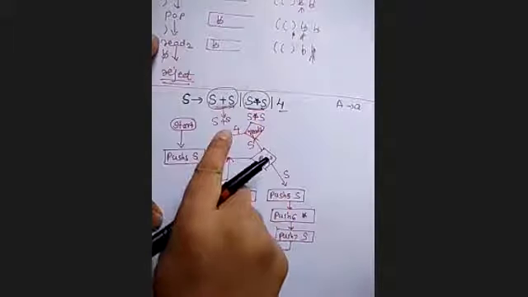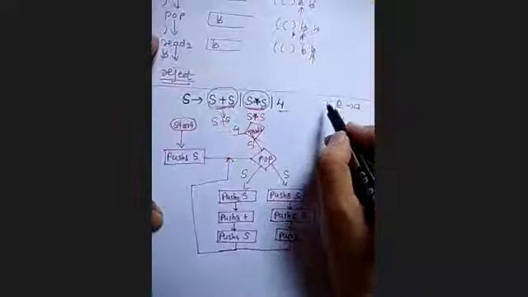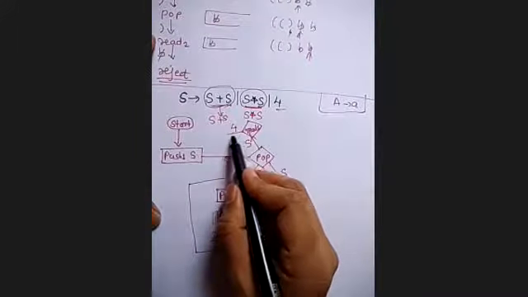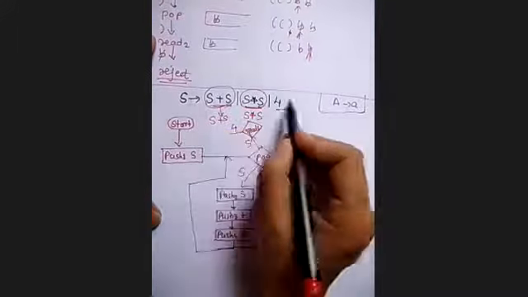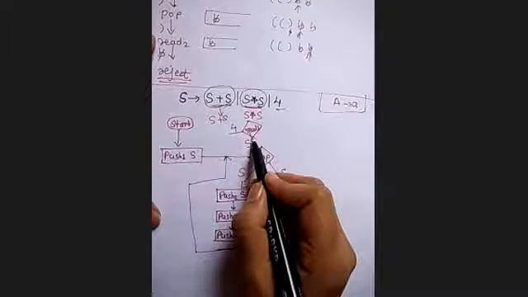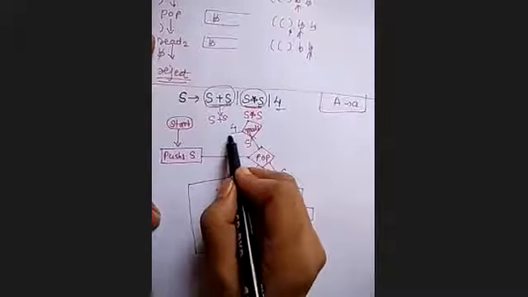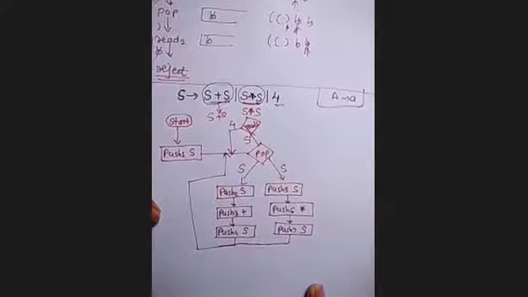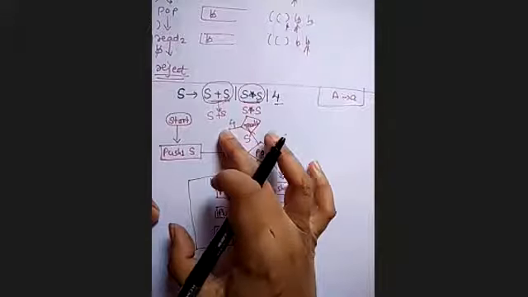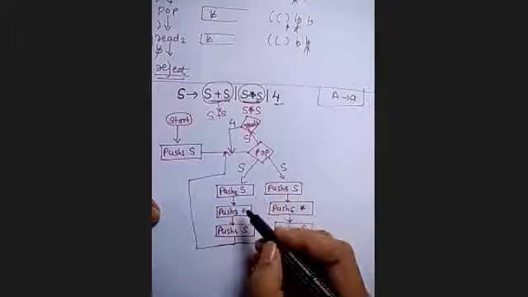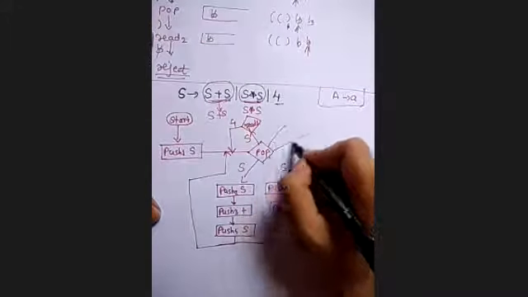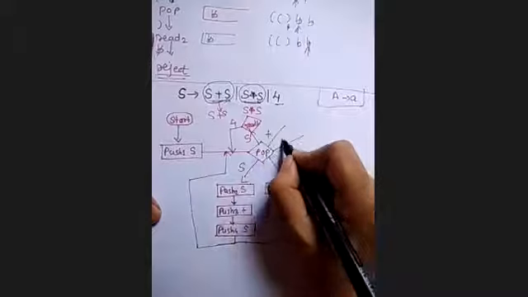S gives 4. Whenever this type, A gives terminal, is there, you directly read it from input and check whether it is that terminal. In this case, the terminal is 4. So for the third, we are directly matching it with the input. And if the input read is 4, then you continue with the pop. What are the remaining terminals now? Plus and star. So after popping we will also get the plus and star.